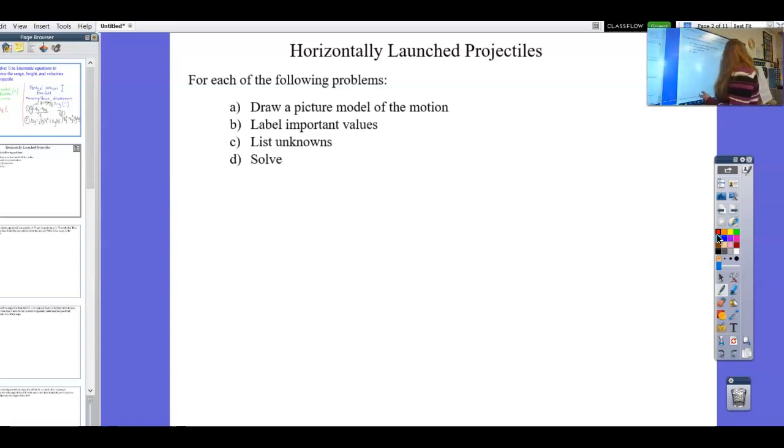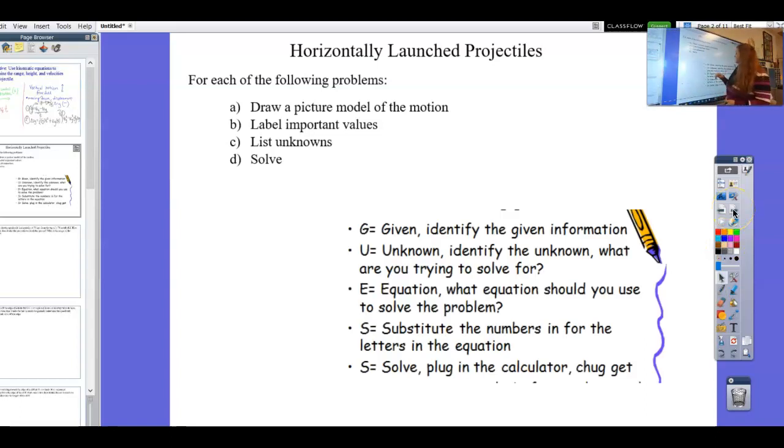Now, one method that I find helpful, the GUESS method. So we are going to list our given information and our unknown information. Then we're going to go back and look at our equations and see which one we need to solve the puzzle. We will substitute the numbers in for the letters in the equation, and then we solve. That's when we get our calculator out and basically plug and chug. So we're going to do a few examples together, and then you'll be left to do a few of these on your own. It might be helpful to even draw a table for each problem.